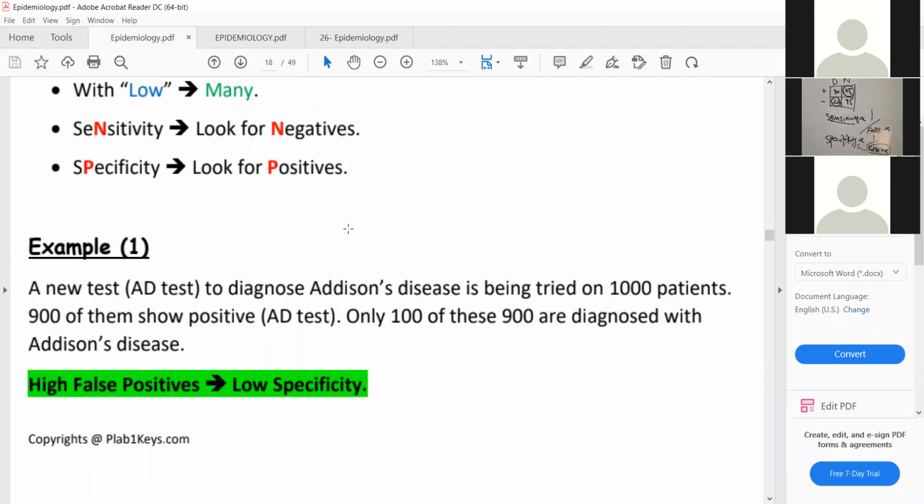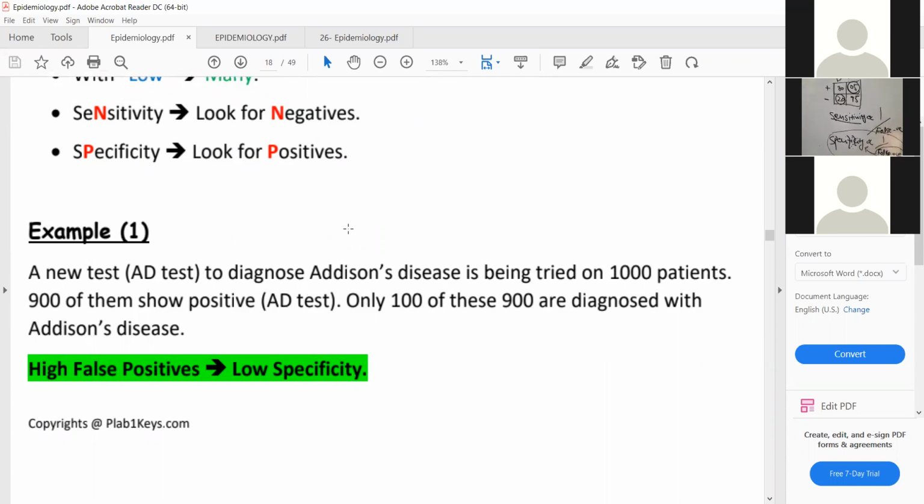A high false positive rate means low specificity, because there's an inverse relation between specificity and false positive. I told you the concept behind it, but you can remember it straightforwardly by this formula. Because in the exam, you will only have 1 minute and won't have time to think about the concept. So just remember that false positive is inversely related to specificity and false negative is inversely related to sensitivity.